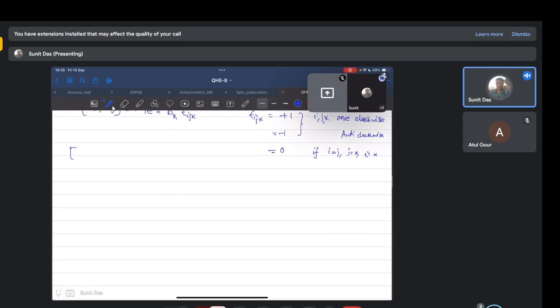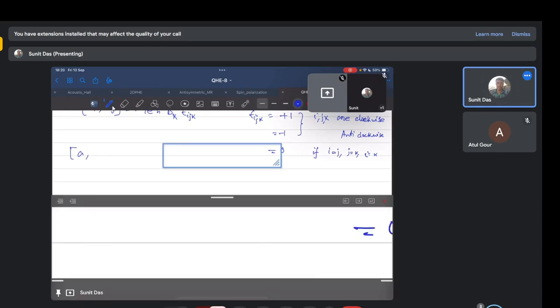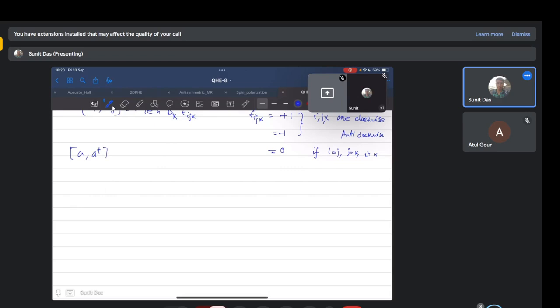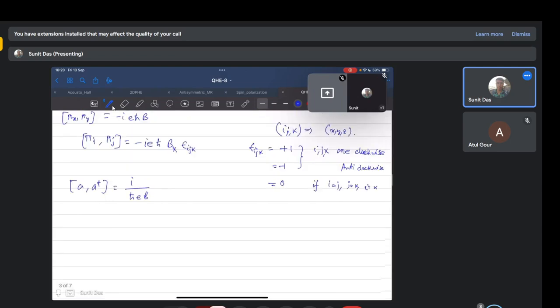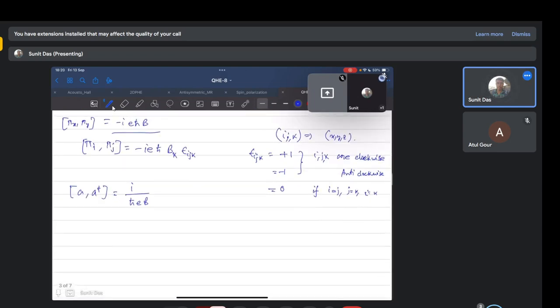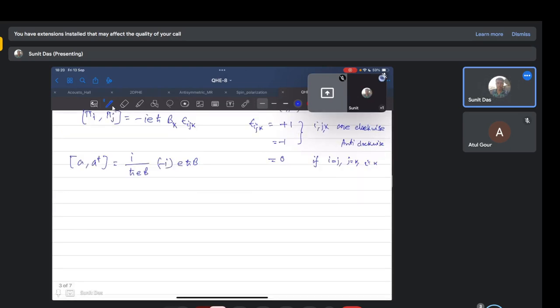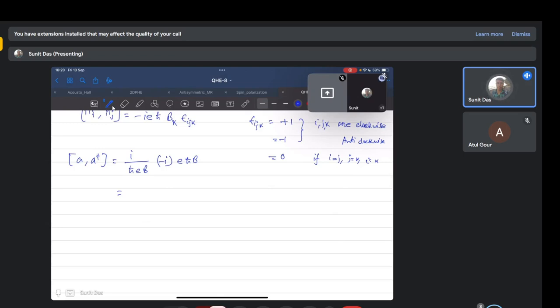Then the commutator of A and A dagger will be: we had i by h bar e B, and now we have this term minus i e h bar B. So all of those things cancel out, and we will have minus i squared, which is plus 1. This is what we have also seen in the simple harmonic oscillator in quantum mechanics.